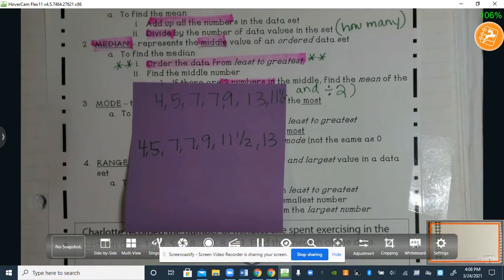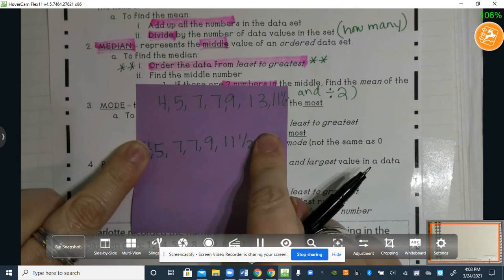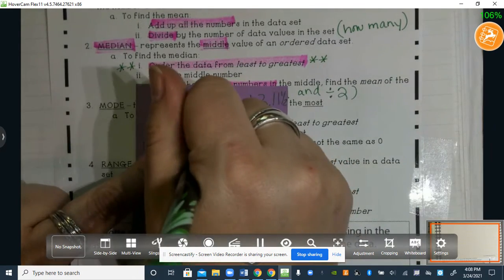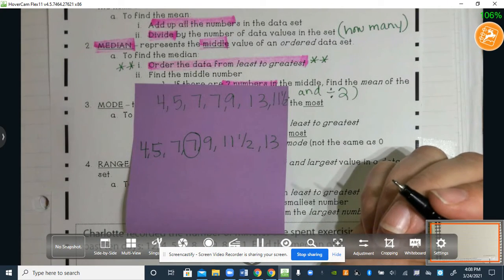Okay. So I'm going to try to find the median. So what I like to do is I like to cross off one low number, one high number, one low number, one high number, one low number, one high number, until I get to the center. And by George, it is 7. So 7 would be my median.